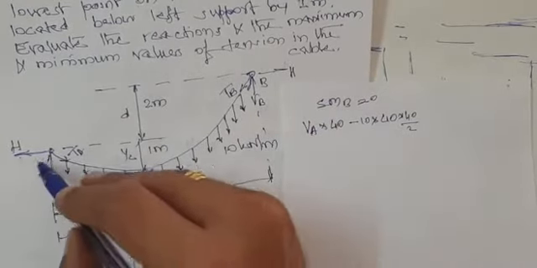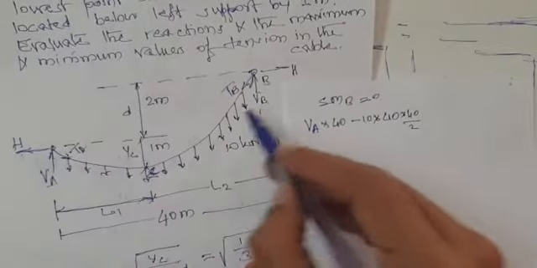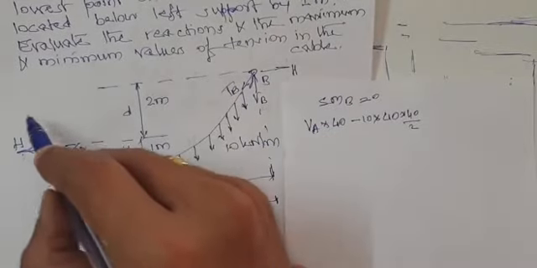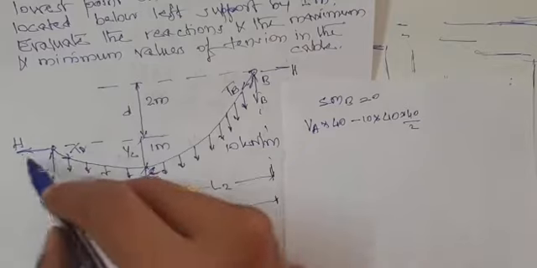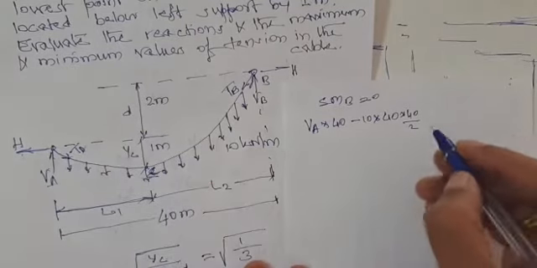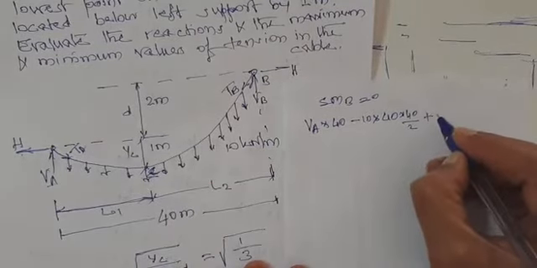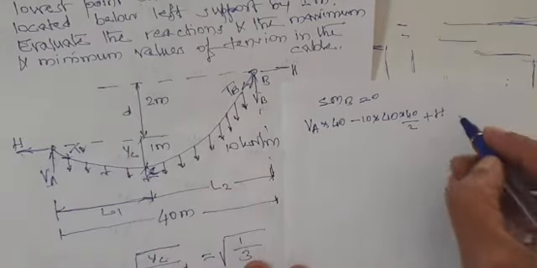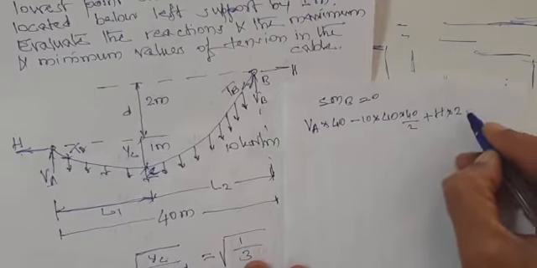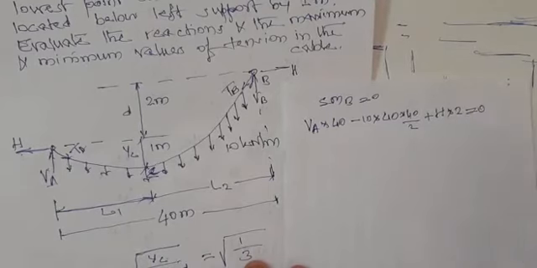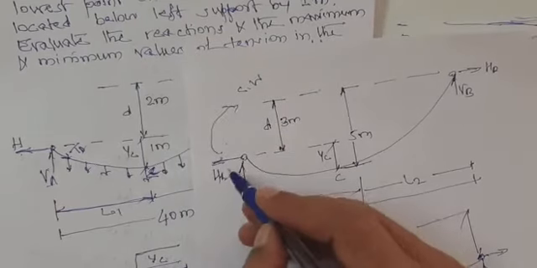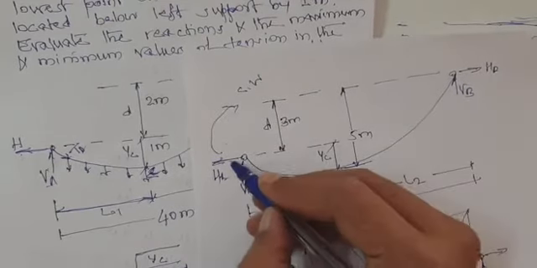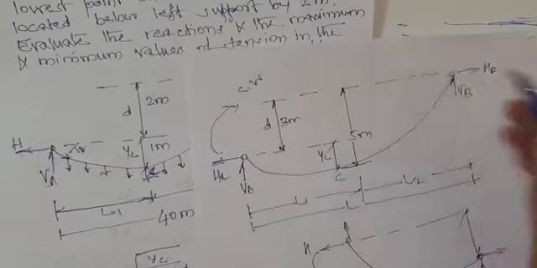Now what will H cause here? H will cause, because you have to turn this H towards the upper support now, this way, again it is clockwise, so it will be plus H into the distance between this support and this support, that is 2. H into 2 will be equal to 0. See here, very important: this right support is higher, this H is outward, so it will cause clockwise.